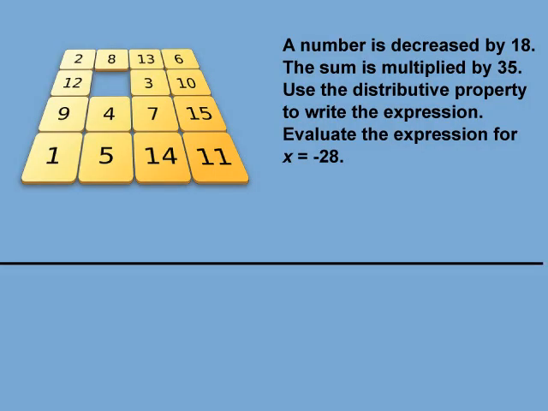A number is decreased by 18. The sum is multiplied by 35. Use the distributive property to write the expression. Evaluate the expression for x equals negative 28.